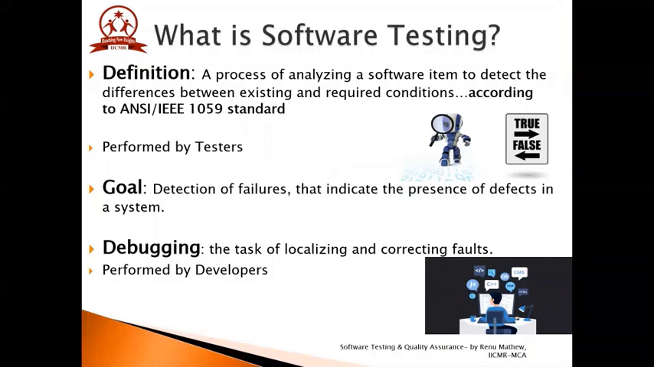So let us learn what testing is to the software world. According to the ANSI IEEE standard, software testing is a process of analyzing a software item to detect differences between existing and required conditions. Here, required conditions means the expected result from the system and existing condition means the actual result generated from the application.